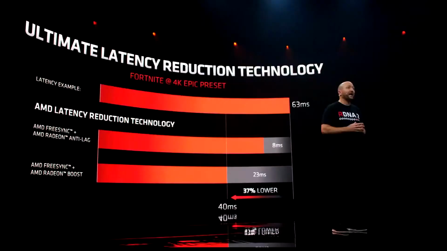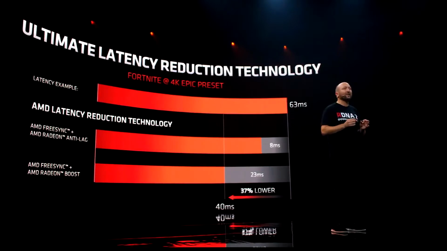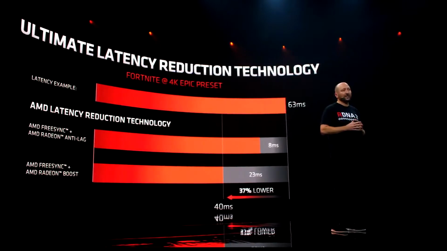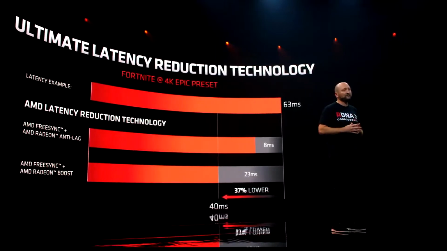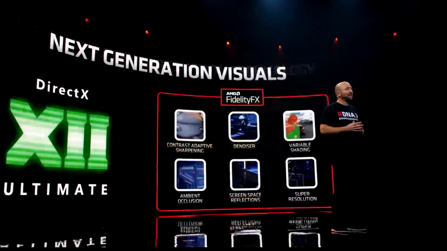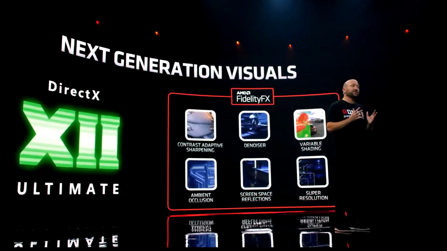Both Radeon Anti-Lag and Radeon Boost can be enabled via the Radeon software that comes with your graphics cards, and neither of them require a proprietary API or a game integration to provide latency-reducing benefits. As you can see, the combination of these technologies can contribute up to 37% latency reduction in highly competitive games like Fortnite running at 4K. Now, performance is king, but let's talk for a minute about how we are improving the visual experience as well.